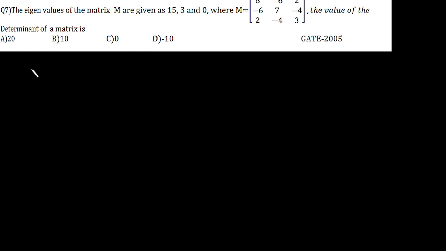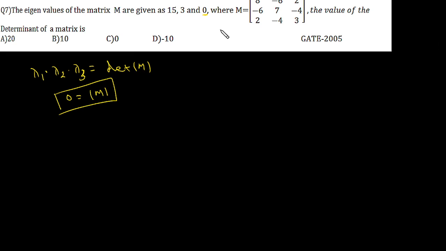Simply we get the answer in two steps. We have to just multiply these 3 eigenvalues because here it is a 3 cross 3, and that gives the determinant of this matrix M. So here the eigenvalues are given and one eigenvalue is 0. So the multiplication of these is also 0 and it is nothing but the determinant. So we can say that the determinant of this matrix is 0.